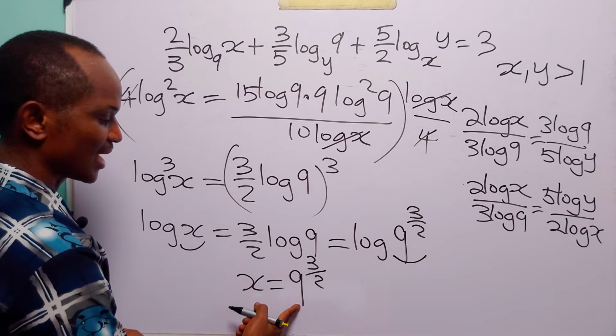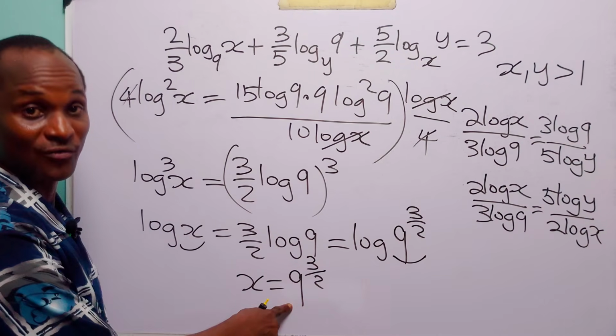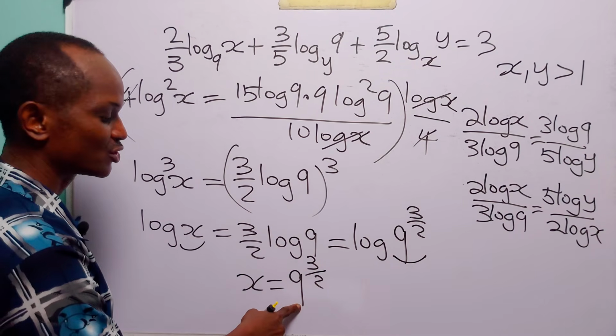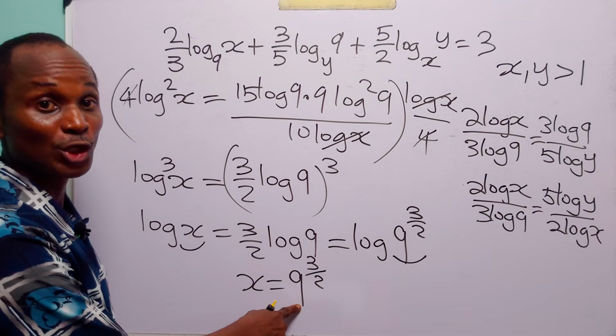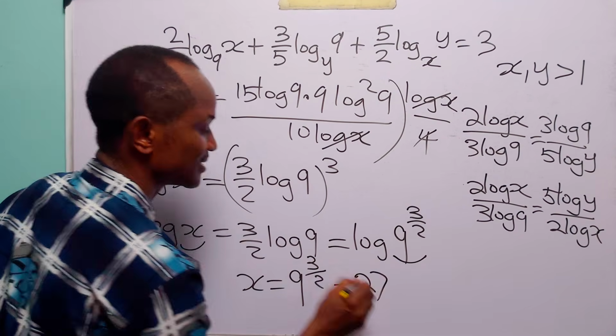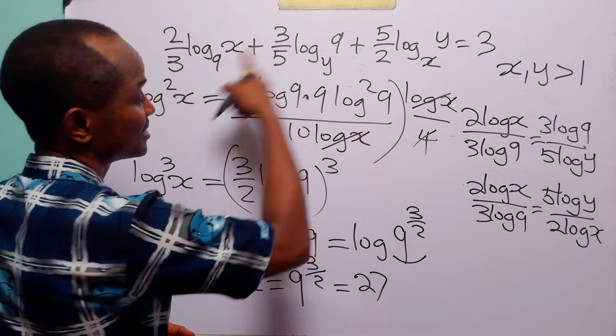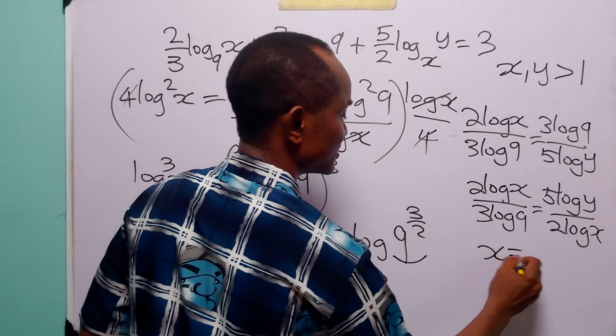But once more, you know that this is the cube of the square root of 9. The square root of 9 is 3. The cube of 3 is 27. So x is equal to 27. So the value of x that satisfies this equation is 27.